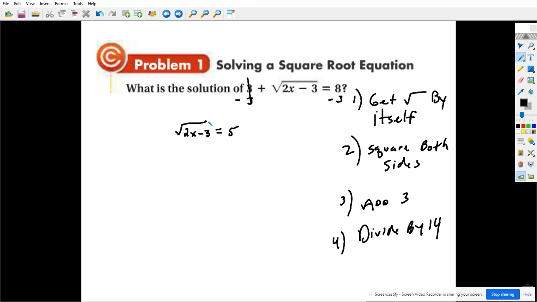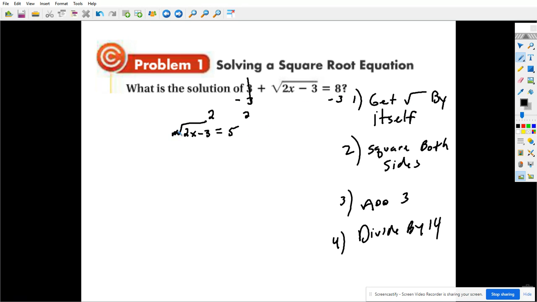Once I have the root by itself, I need to get the radical to disappear. So to do that, I'm going to square both sides. Now, if this was a cube root, I would cube both sides. If it was a fourth root, I would raise each side to the fourth power. So notice how I'm saying get the root by itself. In this case, it happens to be a square root.